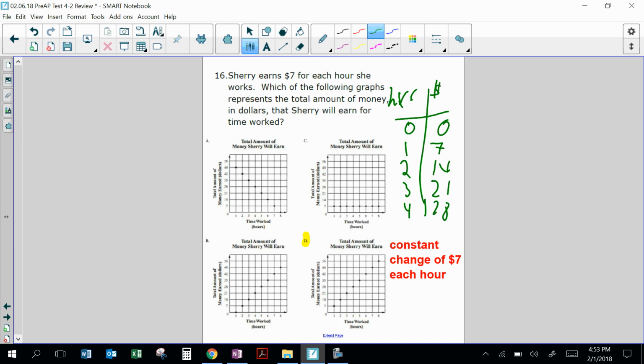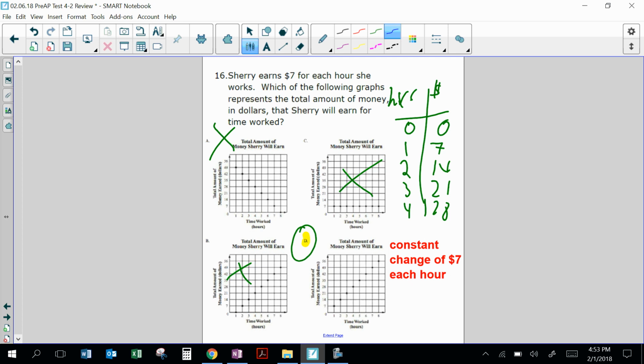Oh my gosh, I want that job. No. 1 hour, she makes $7. 2 hours, she makes $7 again. 3 hours, she makes $7. That's all she makes. So she's working for free then. Nope. 1 hour, she makes $0. 2 hours, she makes $7. Nope. According to my table, that doesn't make sense. 1 hour makes 7. It is D.